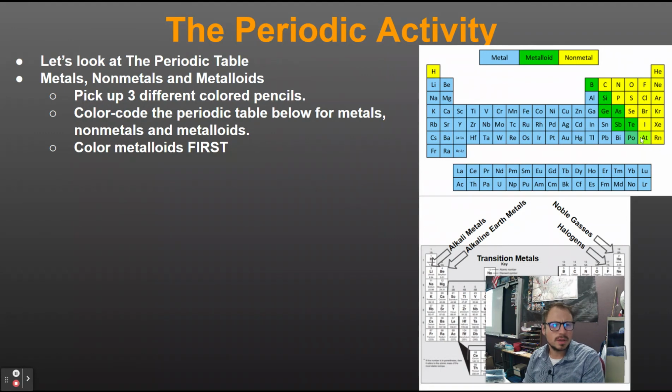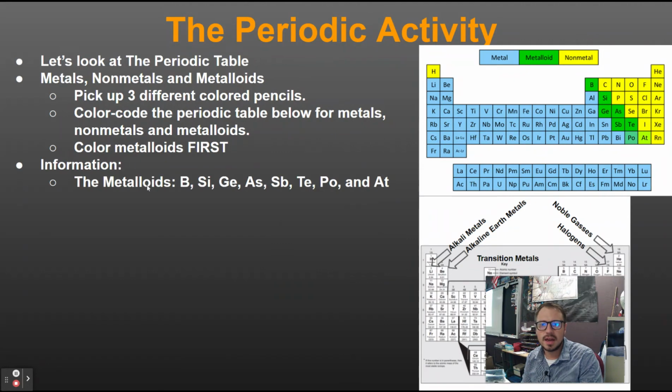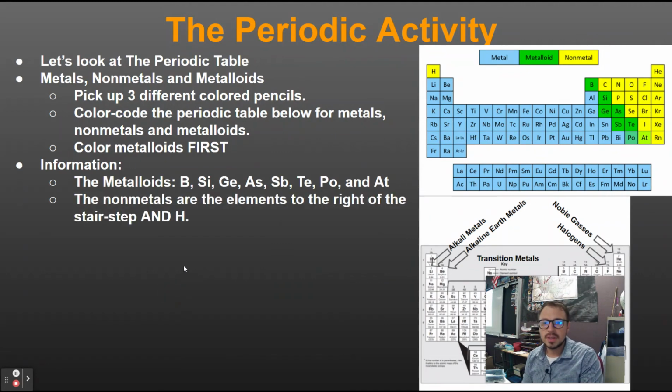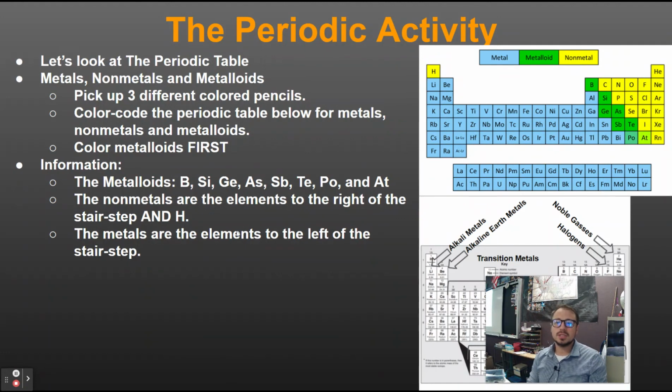And in some places, polonium and astatine aren't labeled as metalloids. But in this case, we are going to consider them metalloids. I do have the ones that are listed out there. Now, the nonmetals are elements to the right of this stair step. So that would be the yellow ones. And the metals are the elements to the left of the stair step. So that's everything else. But as you can see, remember, hydrogen is its own separate little thing up there.